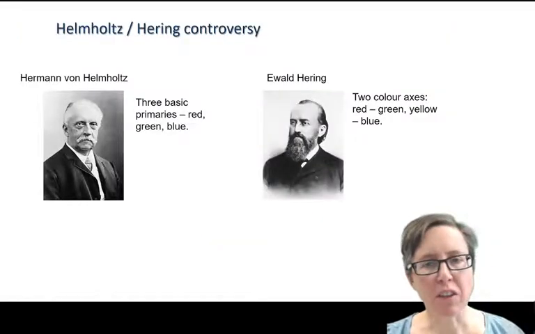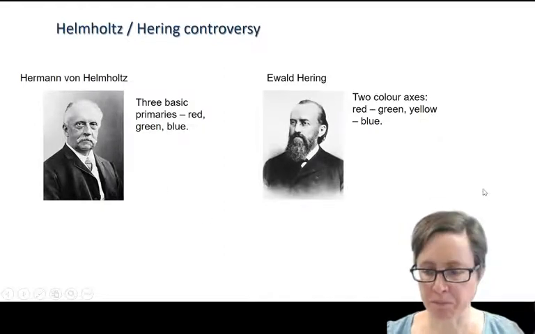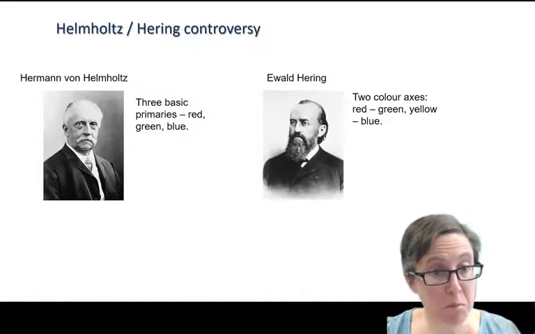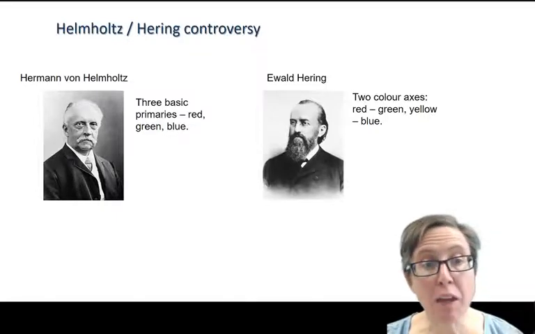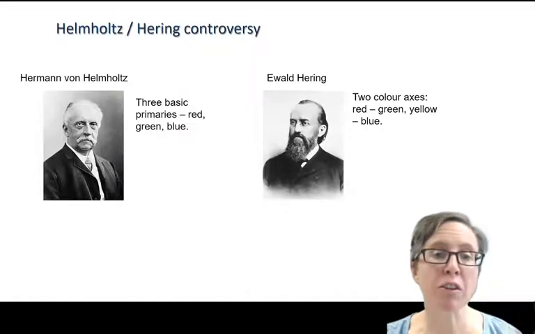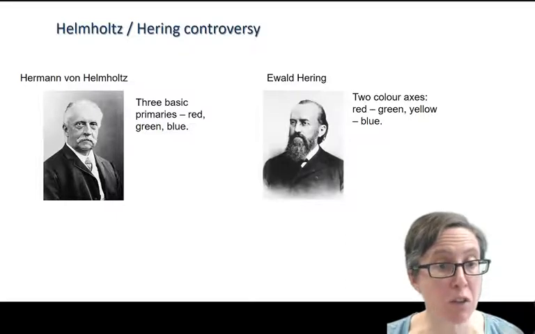Back in the 19th century, there was a long controversy between Hermann von Helmholtz on the left here and Ewald Hering. Helmholtz followed Thomas Young and was convinced that there was a lot of evidence that human colour vision depended on 3 basic primaries, red, green and blue. And he worked that out purely from behavioural evidence. At that time, nobody knew about the cones and rods in the retina. I mean, they could see the cells there, but they had no idea that there were 3 kinds of cone types. That was only found in the 1960s.